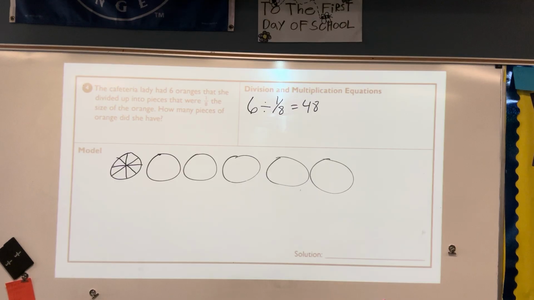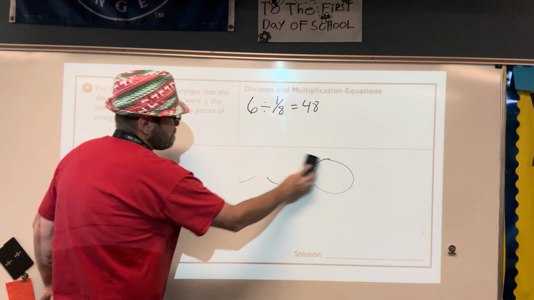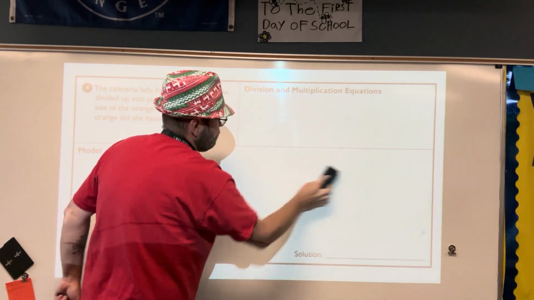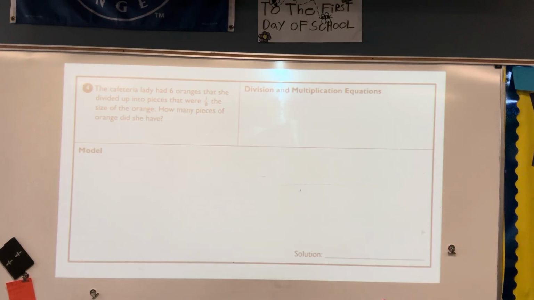We'll continue with this and carry on, but I'm telling you, when we take the test, multiplying and dividing fractions is much easier than adding and subtracting fractions. So I'm certain y'all are going to do great on this.